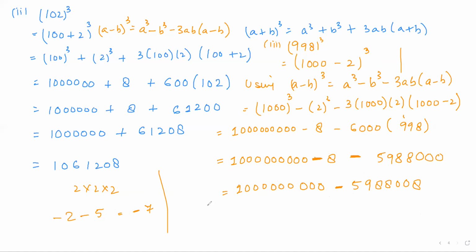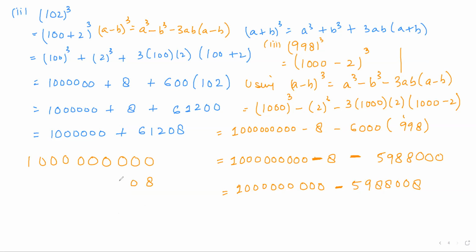So better do it separately to avoid mistakes. Do it carefully now. So you write like this first. 1, 2, 3, 4, 5, 6, 7, 8, 9, right? Now you start writing your number 8, 0, 0. Then you have 8, 8. Then you have 9 and 5, right? Now you subtract.